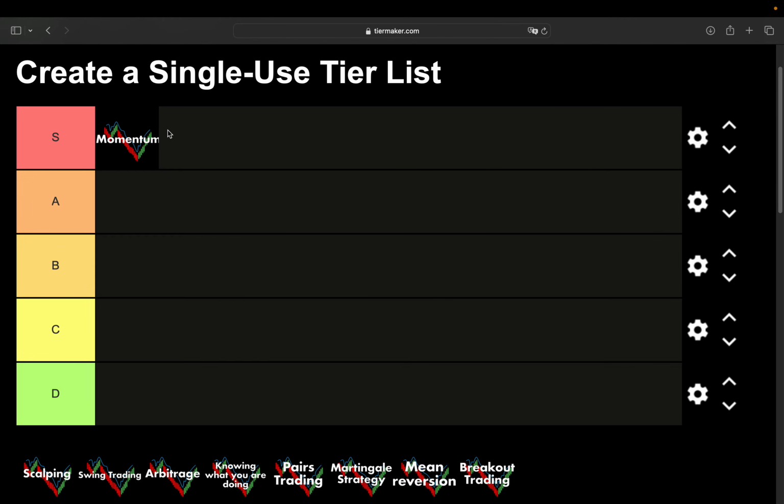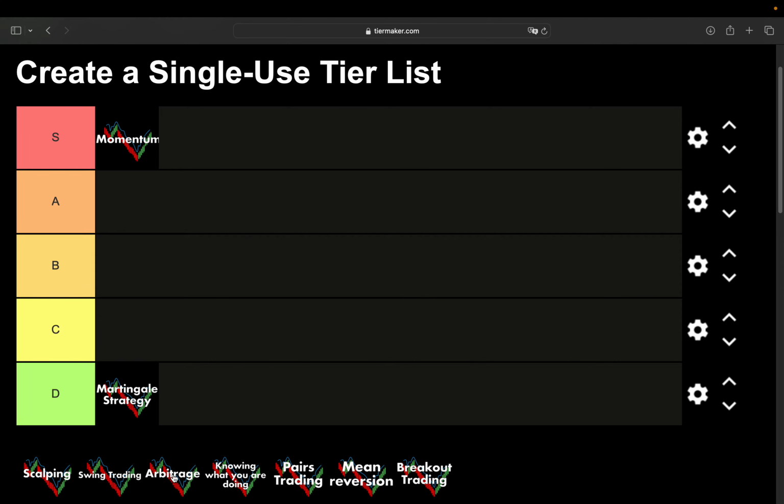Next, we are going to take martingale. It involves doubling down on losing trades to recover losses. You might have guessed I'm not the biggest fan. While it might recover losses quickly, it carries obviously very high risks and can lead to substantial losses if the market doesn't move in your favor. It's often considered very dangerous due to the potential for massive drawdowns. Overall, I'm gonna give it a generous D tier.